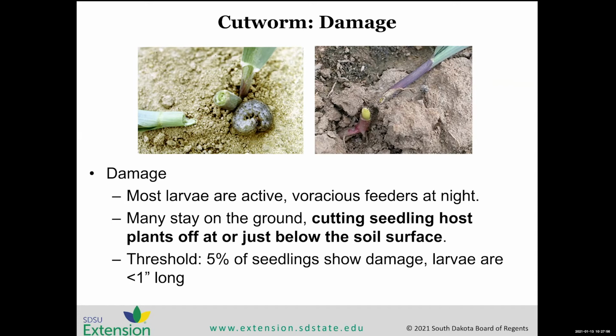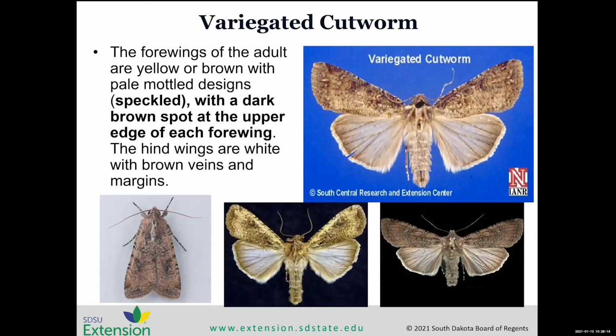Threshold for cutworm damage is if 5% of your seedlings show damage, so if they're cut or defoliated. And then again, if the larvae are less than an inch long. If they're longer than that, then you've already pretty much got all the damage you'll get, and those larvae will move on. So our first one is variegated cutworm.